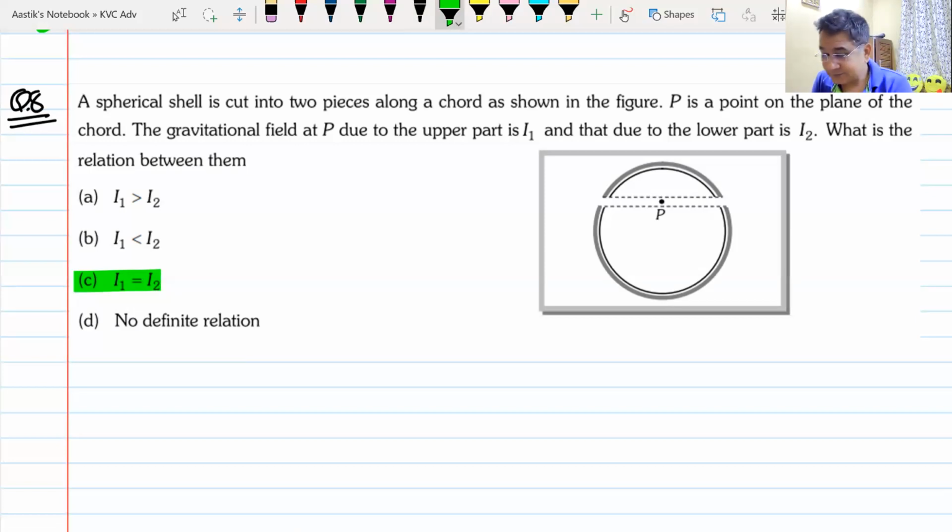Sir, when the sphere is joined, the gravitational field at P is 0. So it is divided, and the net gravitational field at that point is 0. So I1 and I2 should be equal in magnitude but opposite in direction, then only they will cancel out. That is the correct logic and that is the correct answer.